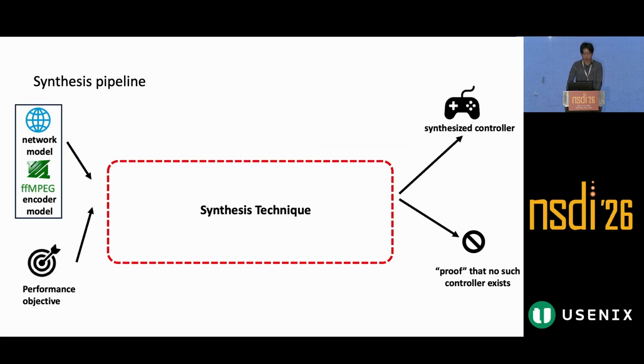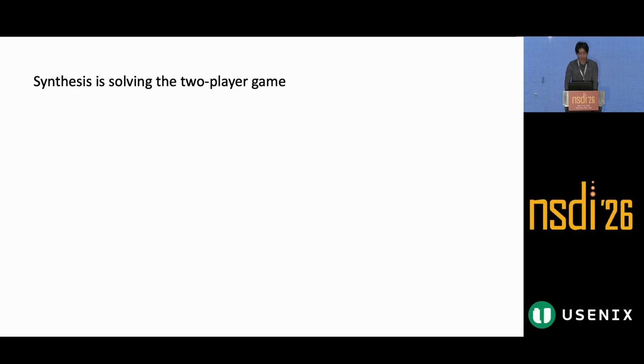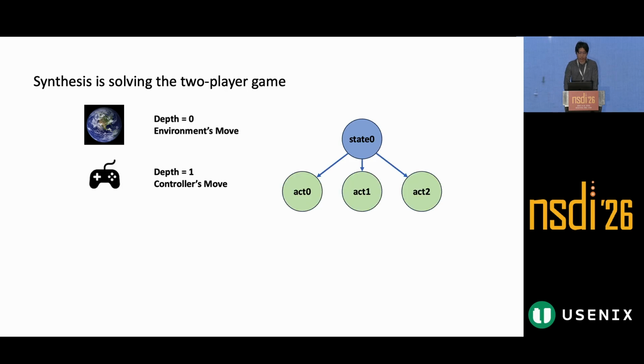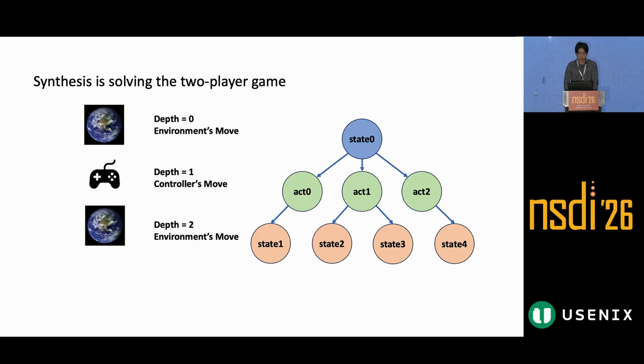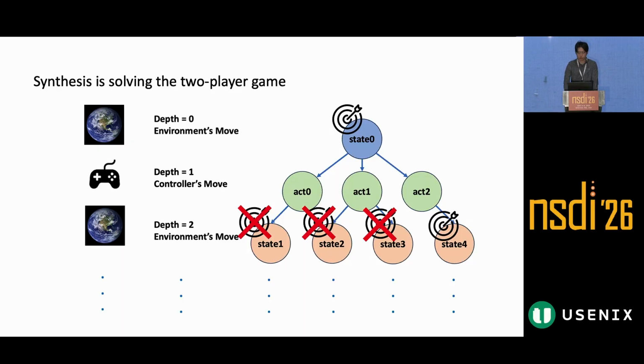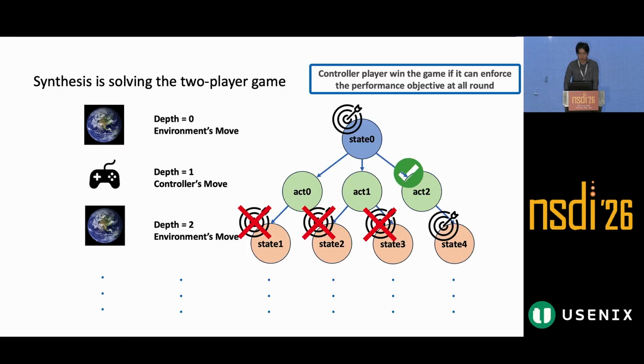So now let us uncover the magic synthesis engine. Essentially, the interaction between the environment and the controller can be formulated as a two-player game. The environment will present a state consistent with the model first. The controller then will pick an action. And the environment will then respond with a new state. This alternation can continue unboundedly. And the controller wins if it can enforce the performance objective in every round, regardless of the environment's moves. A winning strategy for this game is exactly the controller we want.